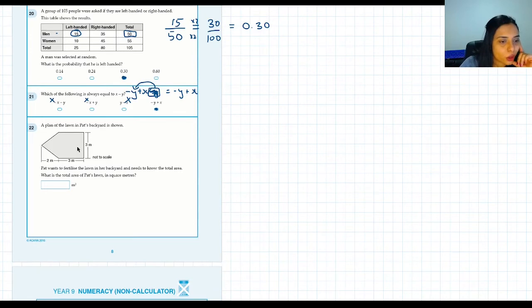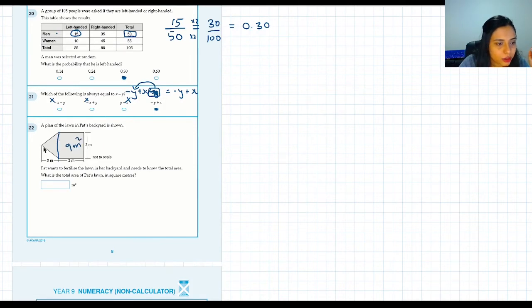A plan of the lawn in Pat's backyard is shown. Pat wants to fertilize the lawn in her backyard and needs to know the total area. What is the total area of Pat's lawn in square meters? So we can break this into two shapes, a triangle and a square. And this area will be 3 times 3, 9 meters squared.